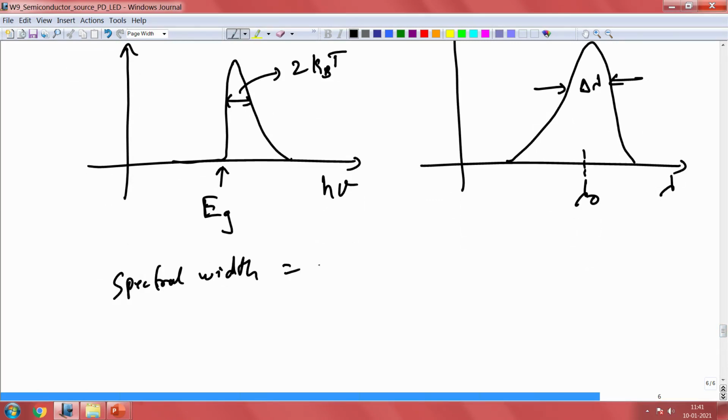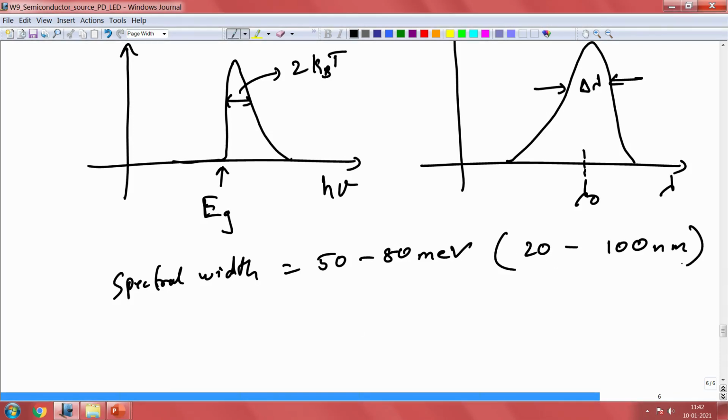So, this could be between 50 to 80 meV, which is a real possibility. So, this is at room temperature. In terms of lambda, this is in terms of energy. In terms of lambda, you can have anywhere between 20 to about 100 nanometers. So, this is all possible.